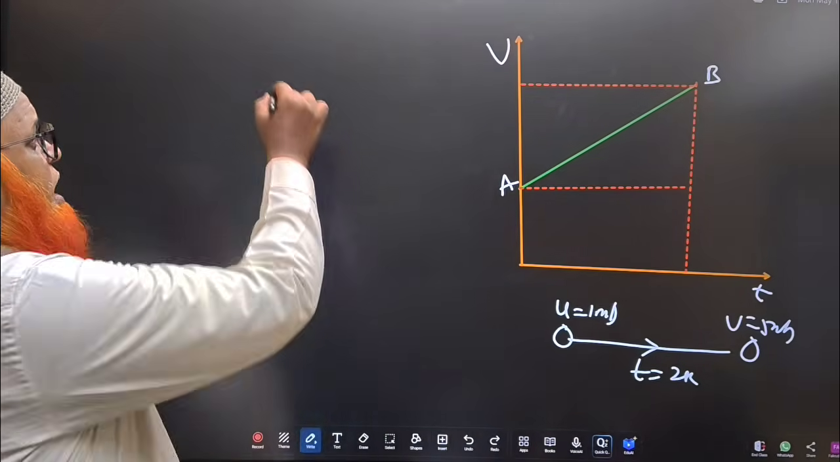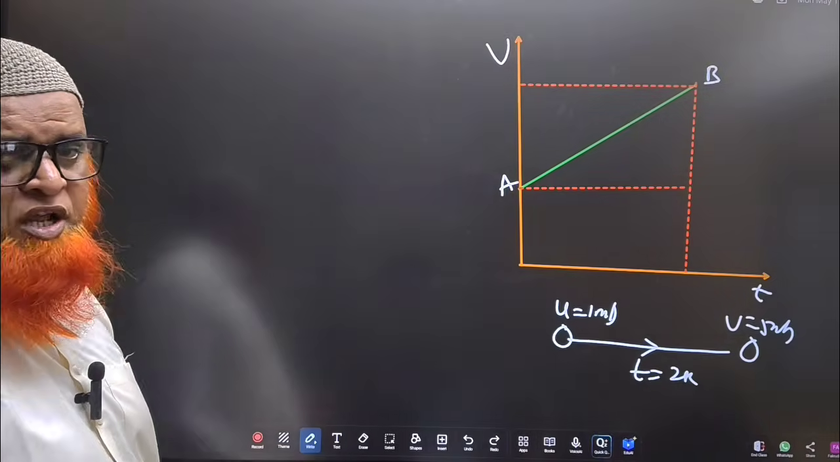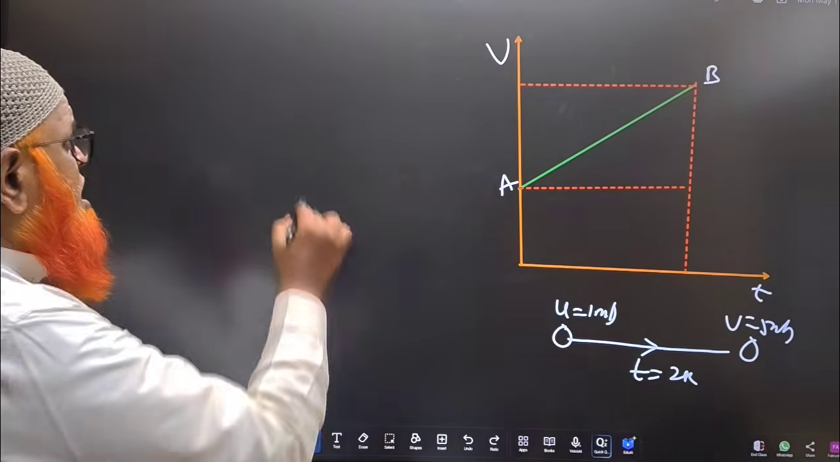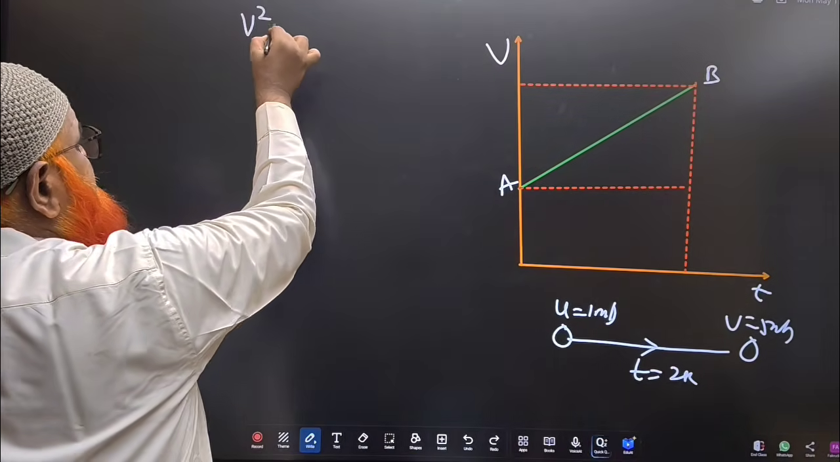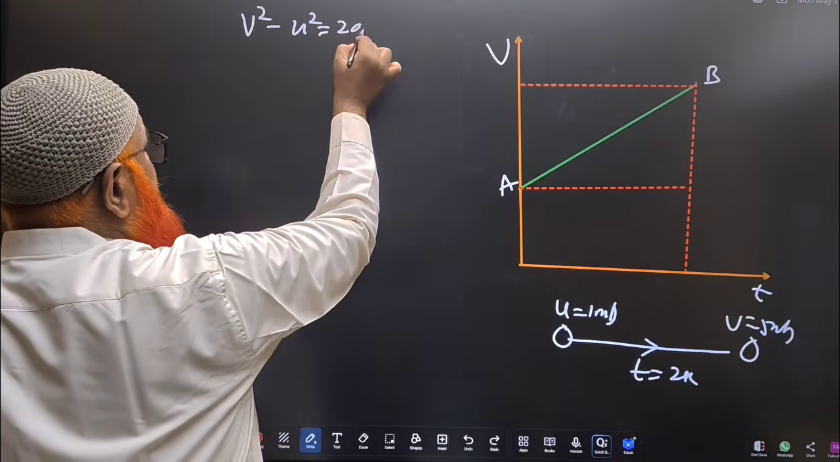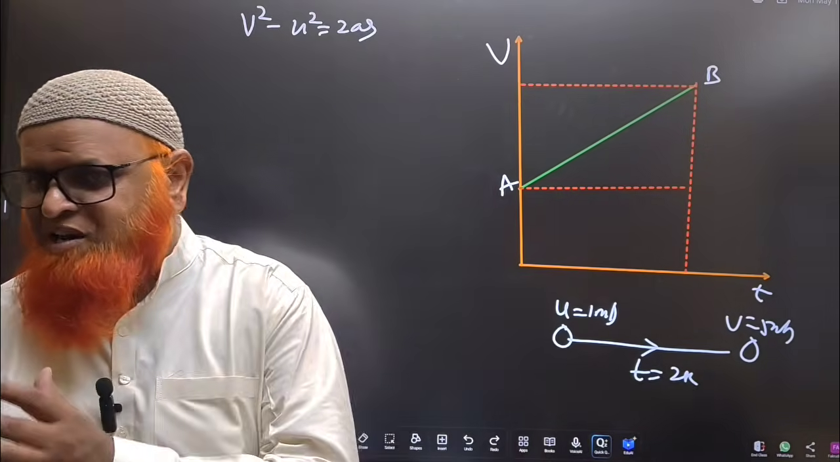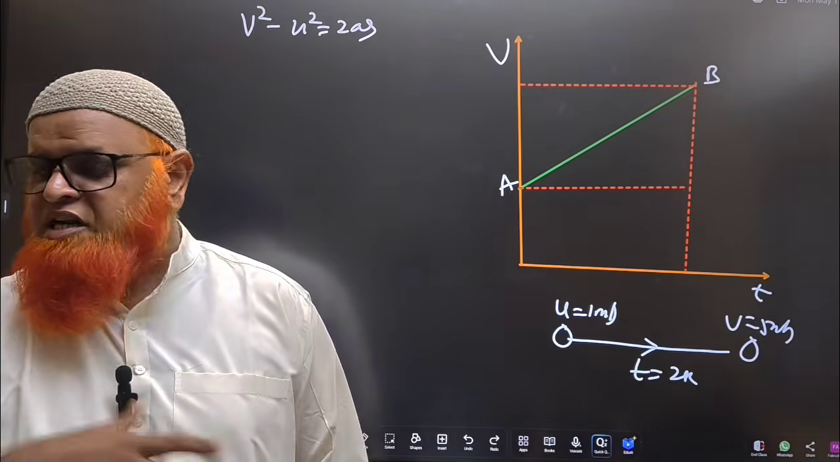But now I don't want s is equal to half at square, ut plus half at square. I don't want that one now. I want, what is that? I want v square minus u square is equal to 2as. Same graph, new derivation. Same graph, different situation.